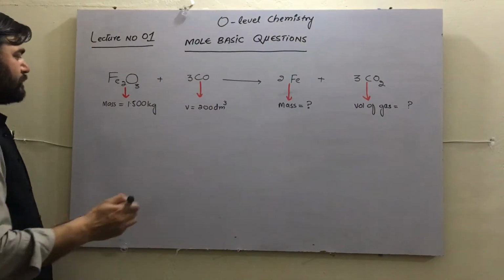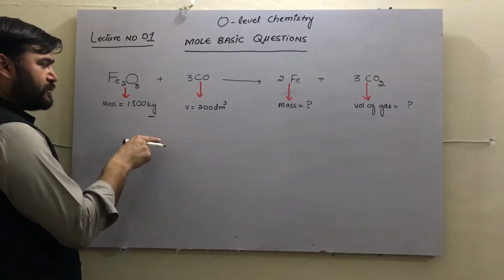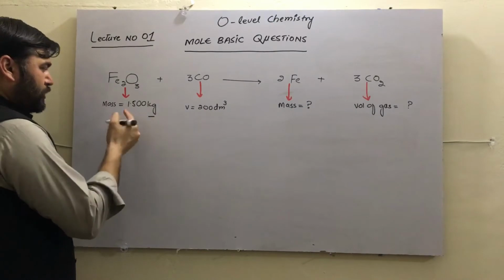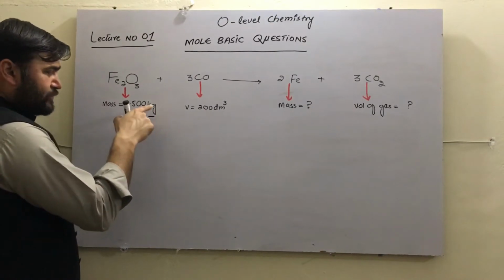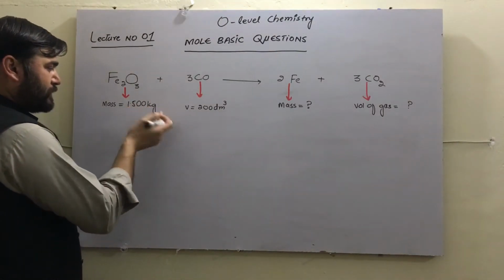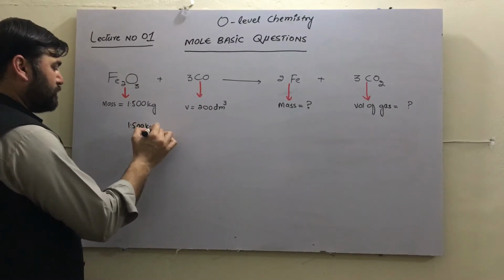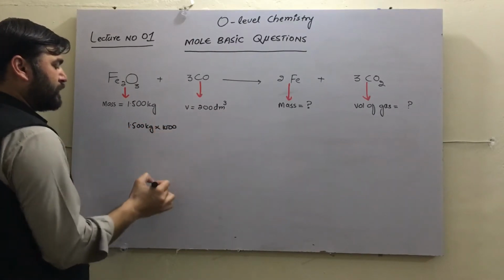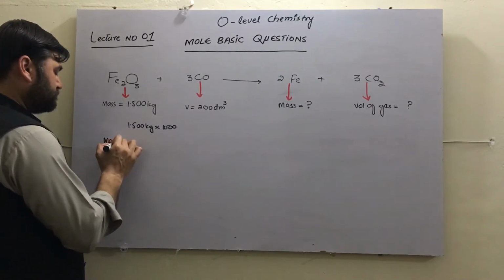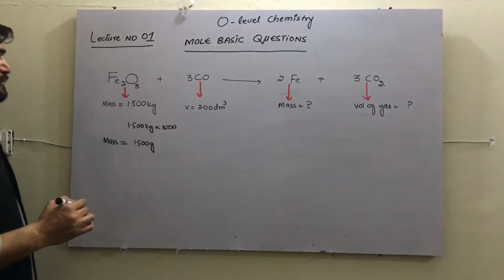Today we are going to convert. First thing, this is kilogram. Whenever we start in chemistry, whenever anything is given in kilogram, you need to convert that kilogram into gram. You need to multiply it by 1000 to convert from kilogram to gram. So 1.500 kilogram multiplied by 1000 is converted into 1500 gram. This is the first thing.